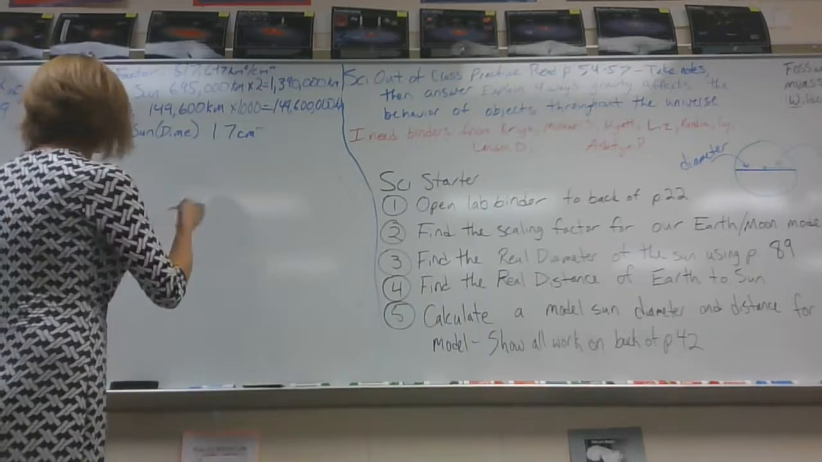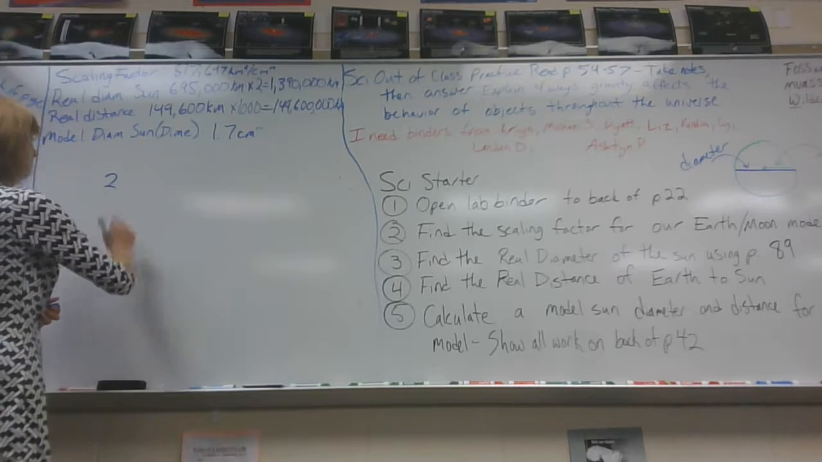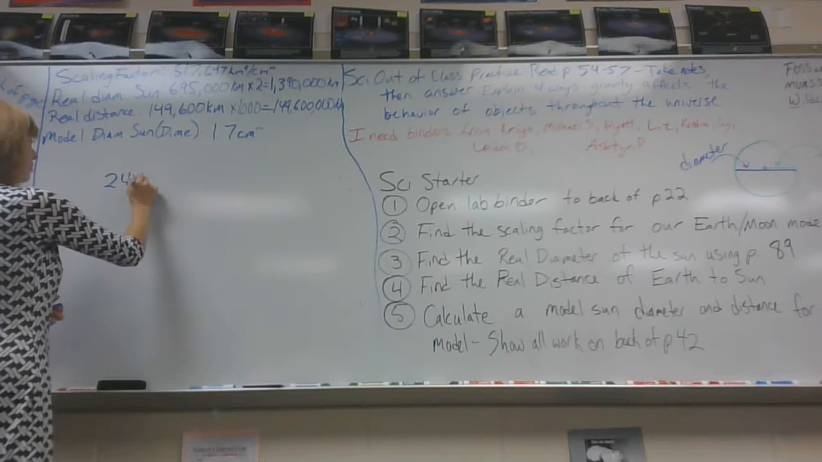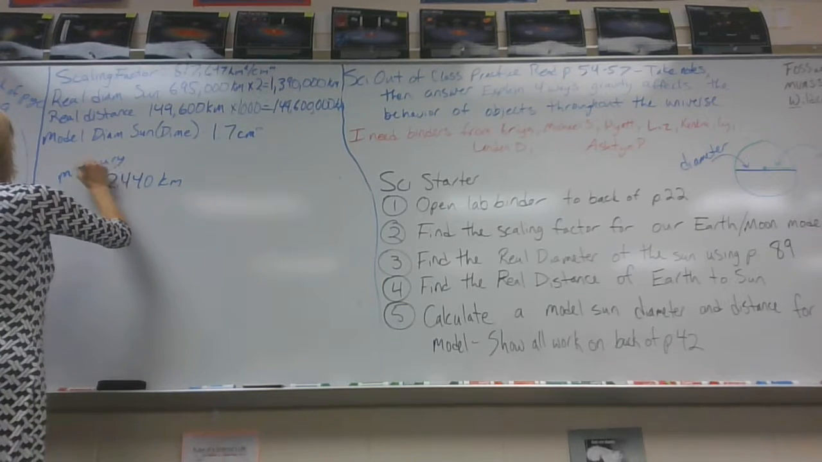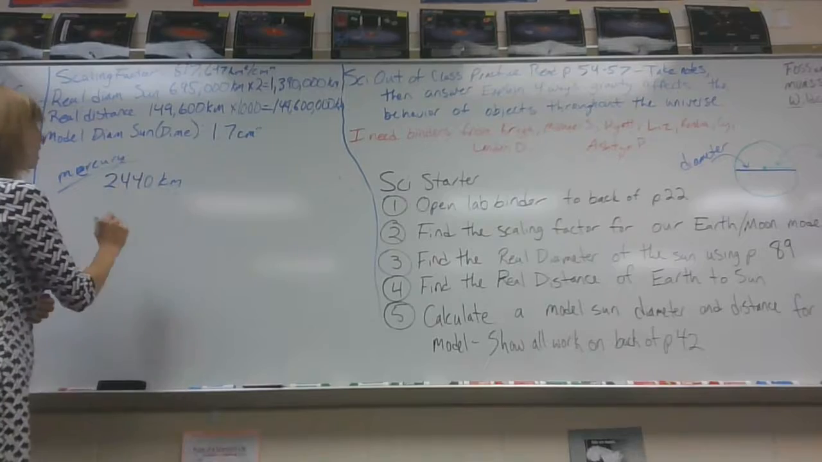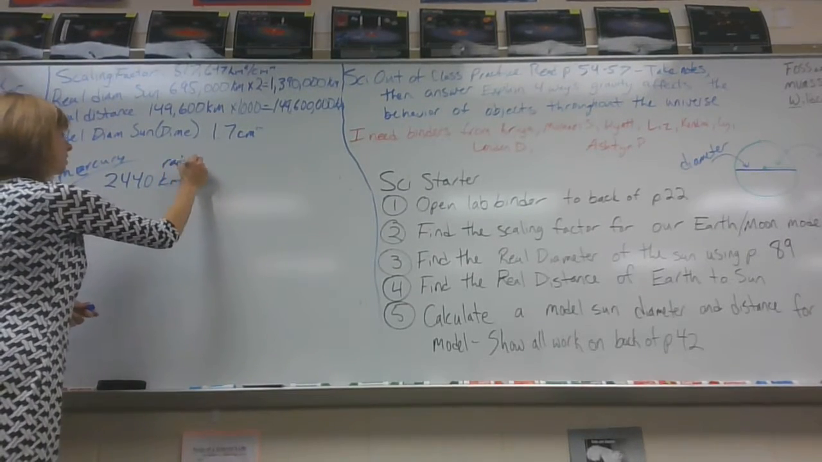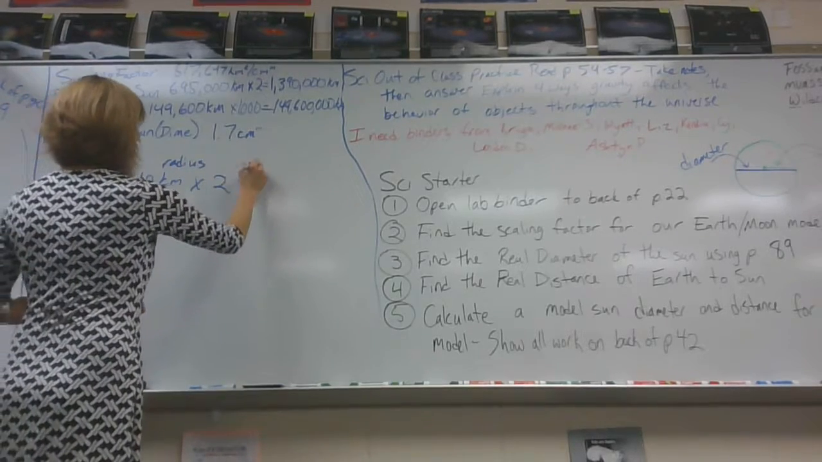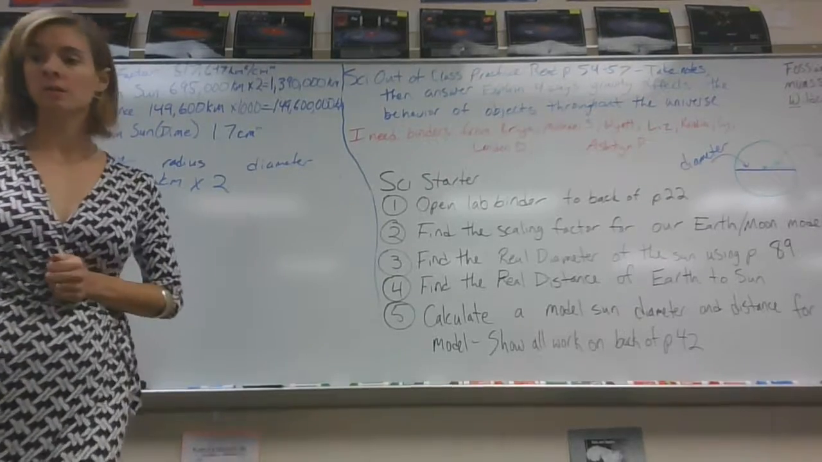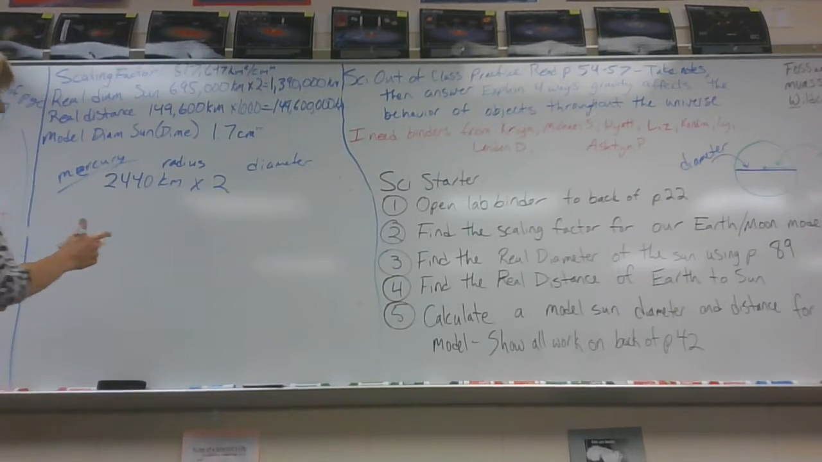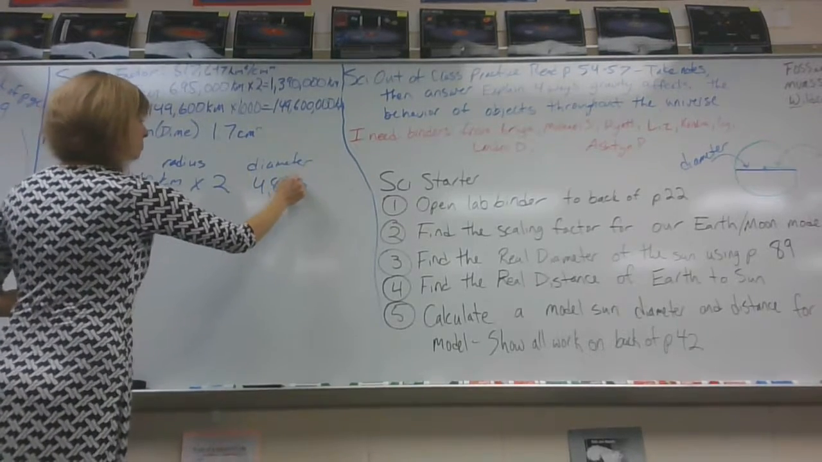2,440 kilometers. Thank you. 2,440 kilometers, and this is Mercury. Times it by 2. That's the radius, right? If this is the radius, you times it by 2 to find the diameter. 4,880. That's perfect.